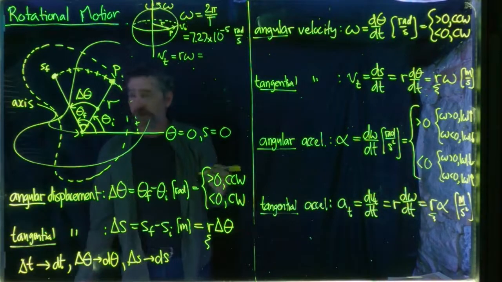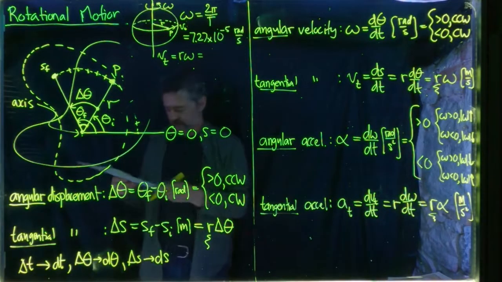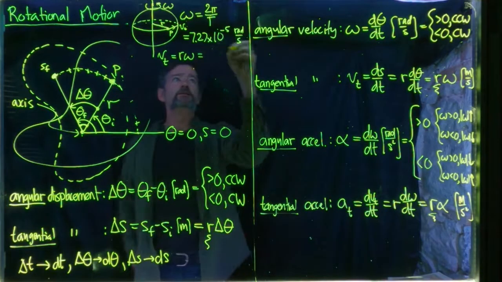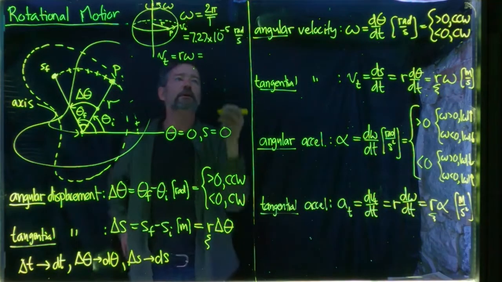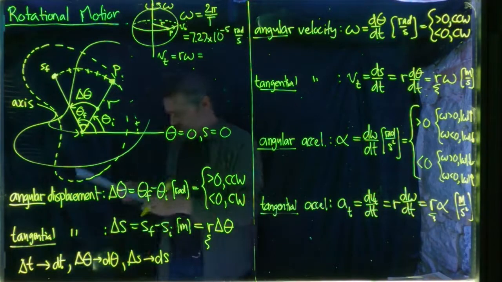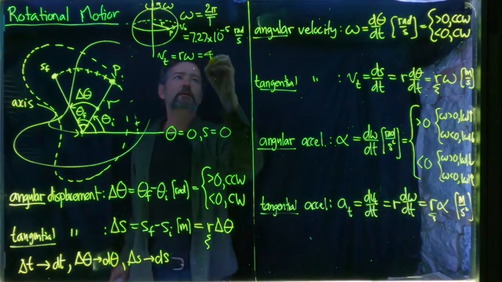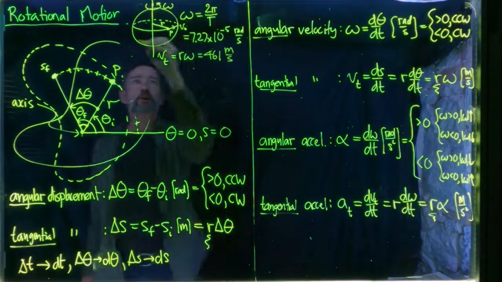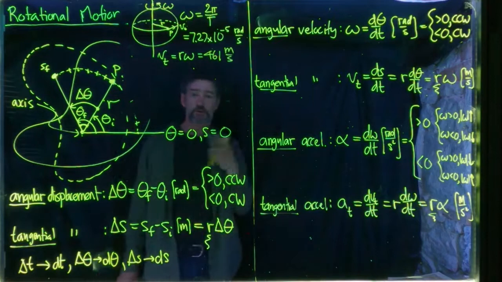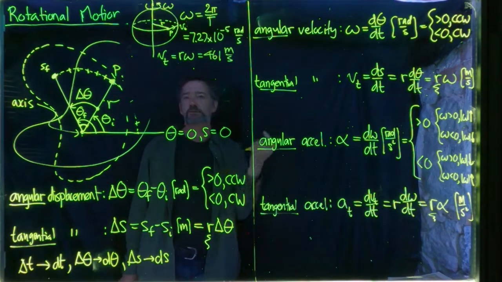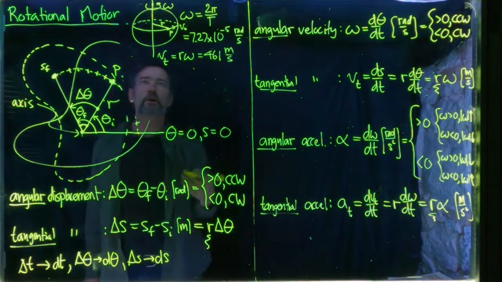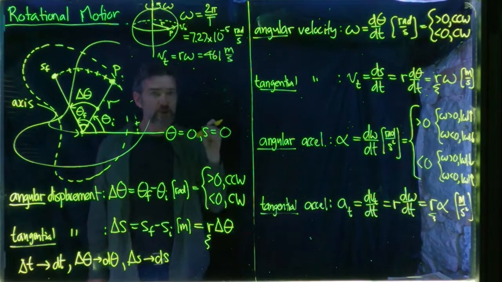So we take the radius of the Earth, which is 6,340 kilometers, convert that to meters, and multiply by omega in radians per second, and we'll get meters per second. That turns out to be 461 meters per second. So someone standing at the equator is moving at 461 meters per second. The speed of sound is like 330, so they're moving faster than the speed of sound. Now of course, this tangential velocity depends upon the perpendicular distance away from the axis of rotation.